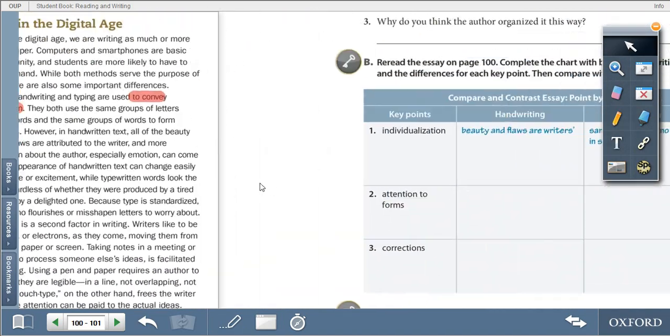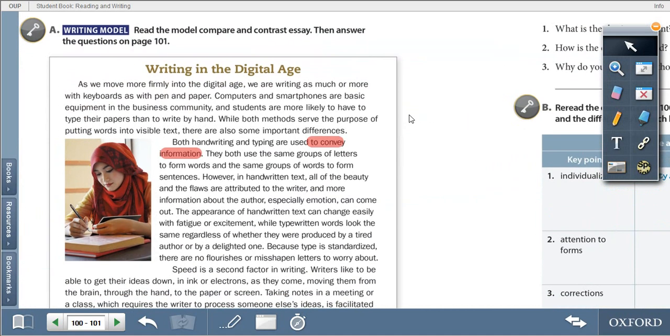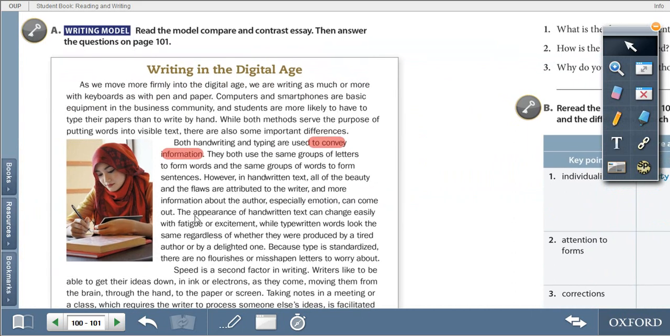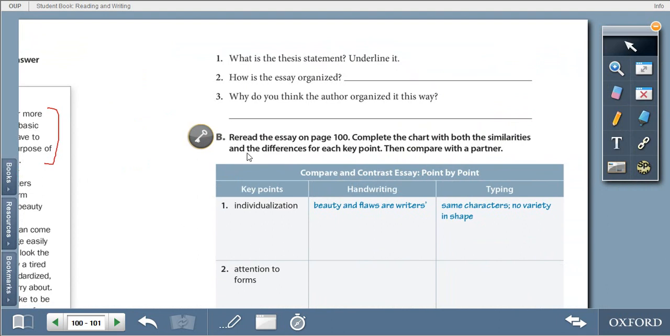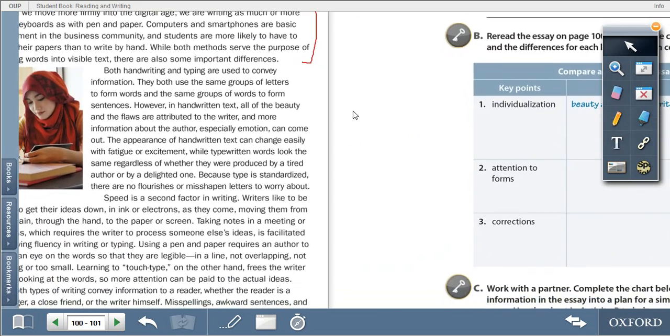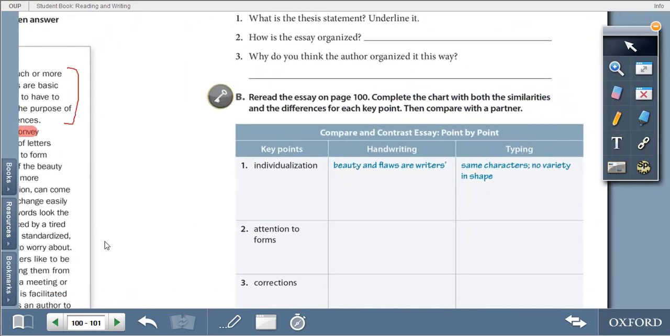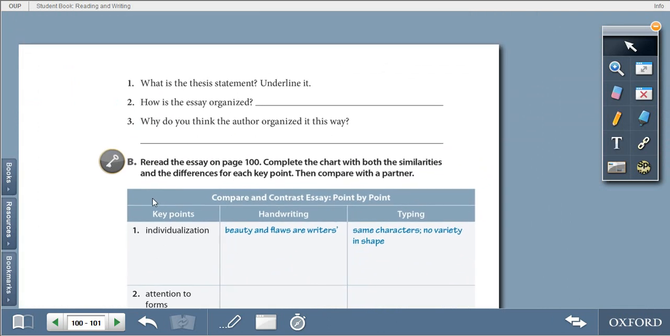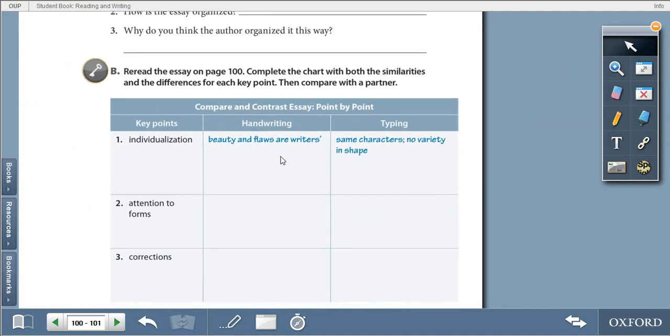Then if you read it and move to the exercise: what is the thesis statement? Underline it. The thesis statement is the main point. For example, it describes the similarities and differences. So you have to read this first paragraph and find the similarities and differences. Secondly, how is the essay organized? Did the writer organize it point by point, or by similarities and differences? I think it's point by point. You can read it to see if he's describing point by point, then answer here. How do you think the author organized it in this way? Why do you think so? You have to write the reason why. He might want to make it interesting, or show something.